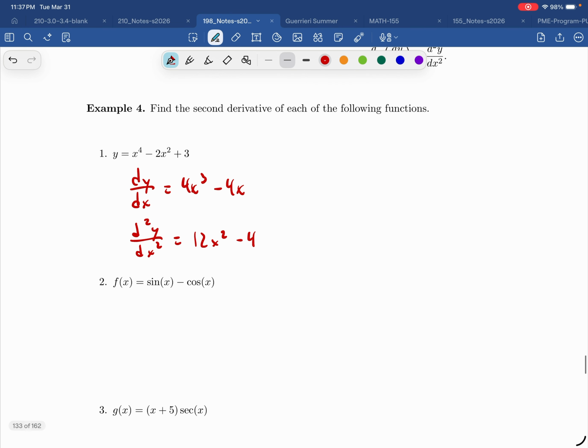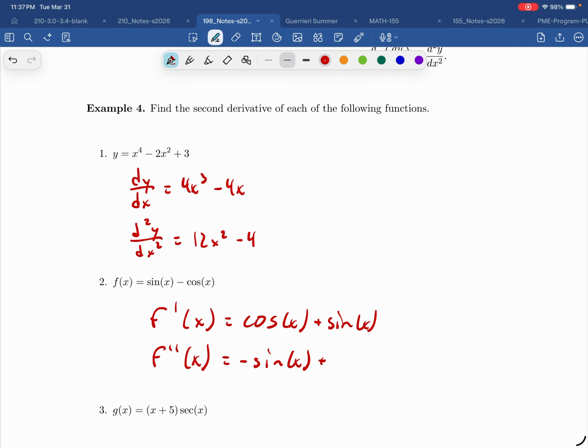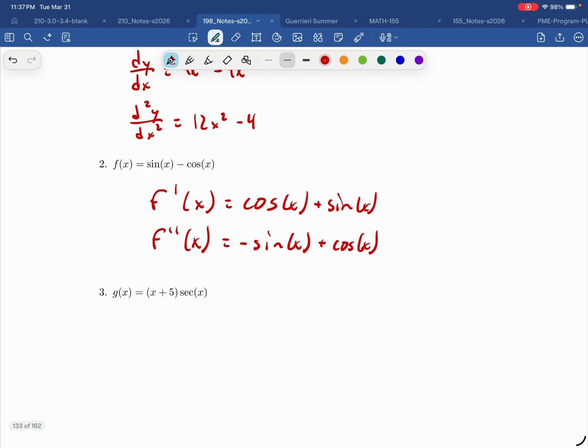Okay. So for polynomials, it's not so bad. The function kind of gets smaller and smaller. For trig functions, let's see what happens. The derivative here is going to be cosine of x plus sine of x. Here, the second derivative, denoted f double prime of x, equals negative sine of x plus cosine of x. So I don't know if you really say this is bigger or smaller. It's the same kind of absolute value, so to speak.